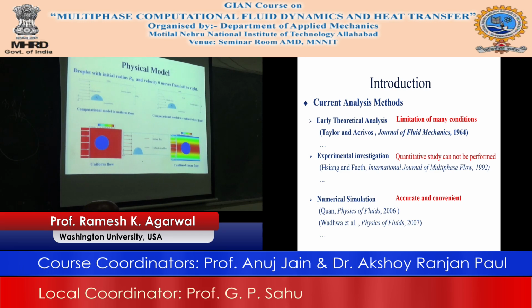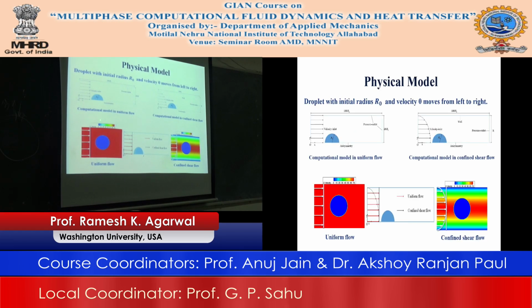So this is the model. What you have is this droplet, and to reduce the computational time, we are going to use it as a half model in this box, or rectangular domain, and this is the uniform flow.